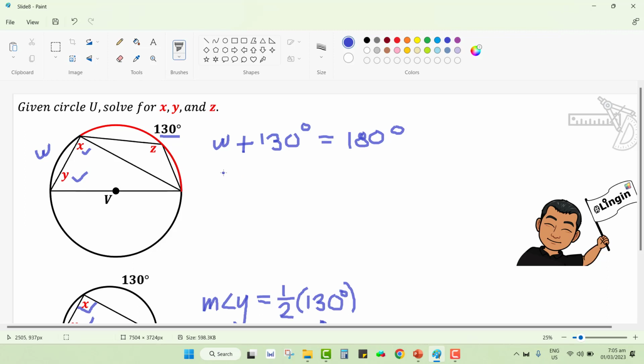So by the subtraction property of equality, this arc here, though it's not what we would like to solve, we are solving it anyway because it will help us later on solve the value of the last variable z. Okay, so we have 180 degrees minus 130 degrees. The value of W is equal to 50 degrees.